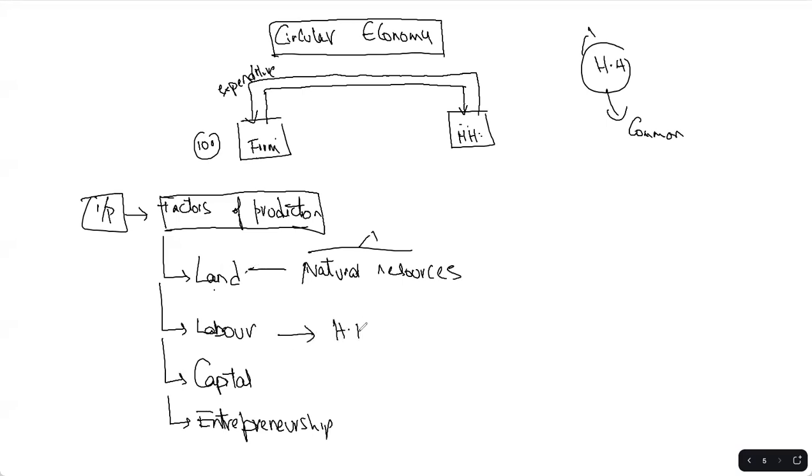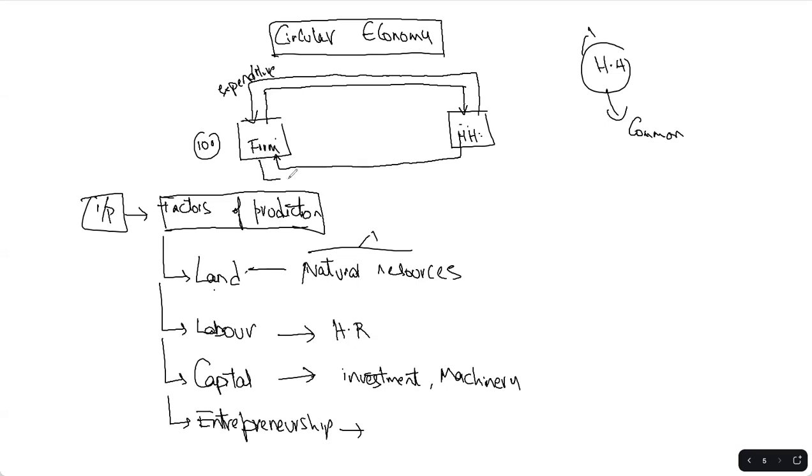Labor, nothing but the human resource. Capital ho gaya. Capital, it can be your investment. It can also be any kind of machinery which we have discussed under the capital goods. All those things come under the capital. Entrepreneurship means it's a kind of ability, a risk taking ability. Now, these households, let's assume that they are providing to this firm these factors of production, these four services.